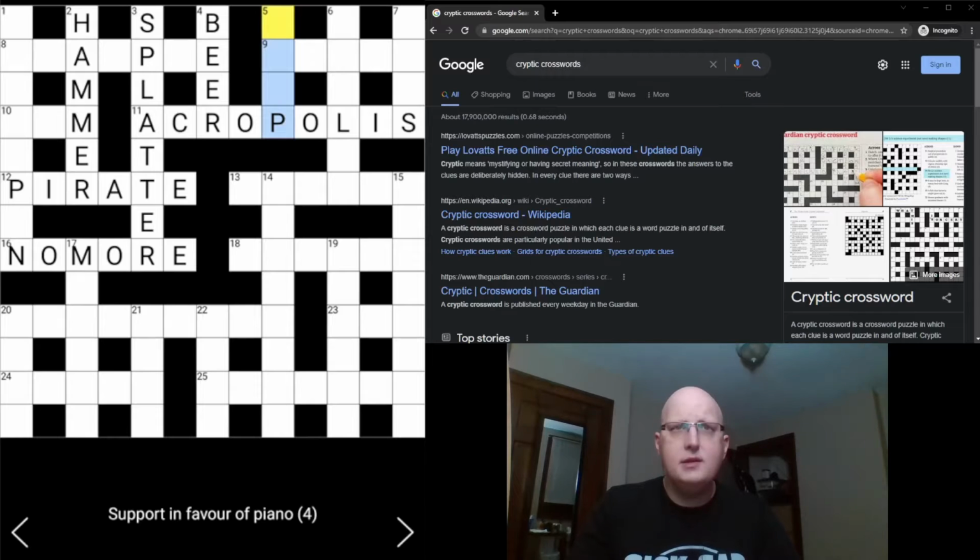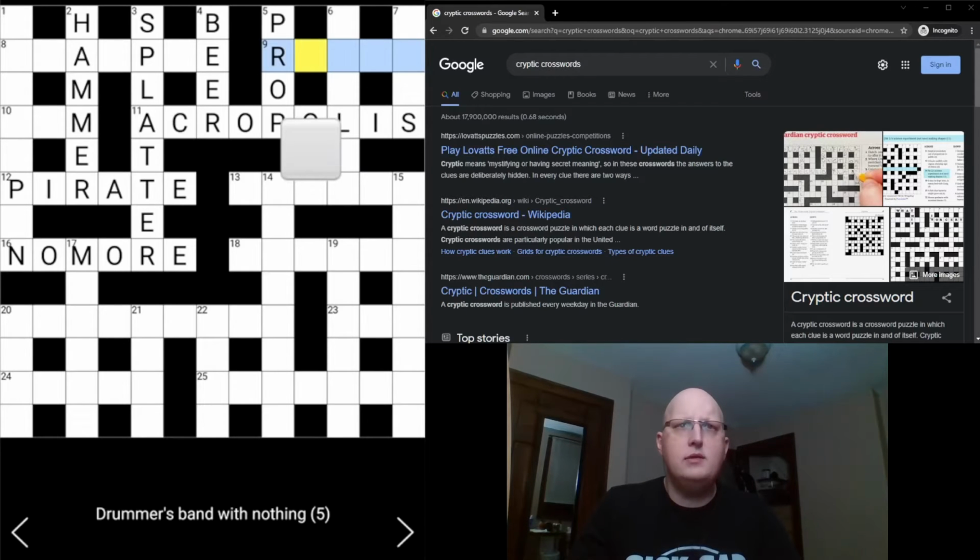All right, support in favor of piano. Prop. PR is in favor of. To support something is to prop it up. What is piano? In favor, oh, and piano is P. Like forte piano, and like you would write on a musical score, F for forte, P for piano, meaning quiet. So yes, this is in fact prop. Excellent. This even gets us a horizontal.